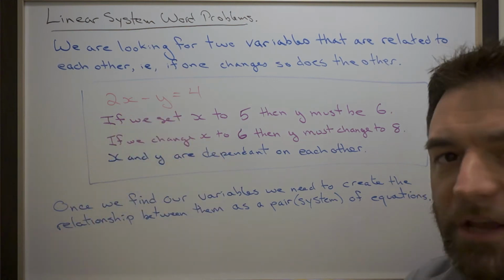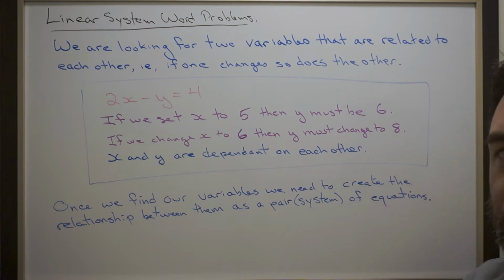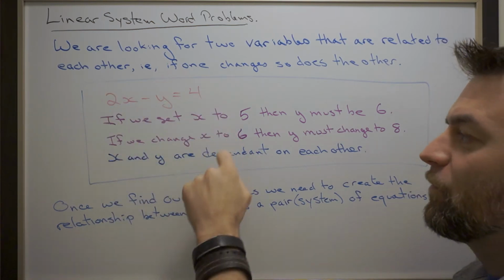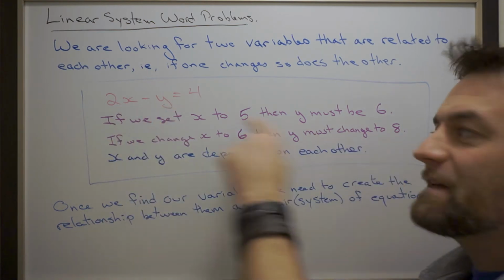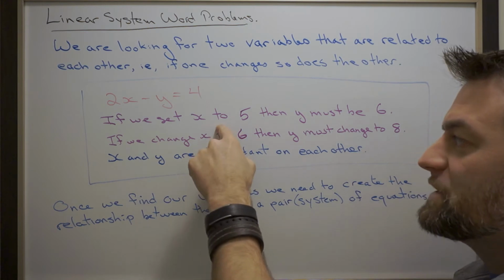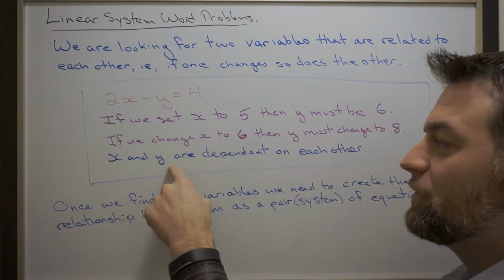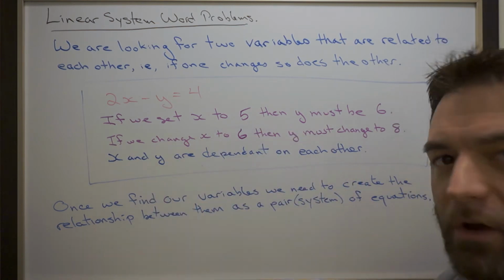If we happen to change the x from a 5 to a 6, that forces the y to change as well. For this equation to stay consistent and stay equal to 4, we'd have 12 minus something. In this case, 12 minus 8 is 4. So when we change the x, it also changes the y. Thus, x and y are dependent on each other. That's what we mean by finding two variables that are related.